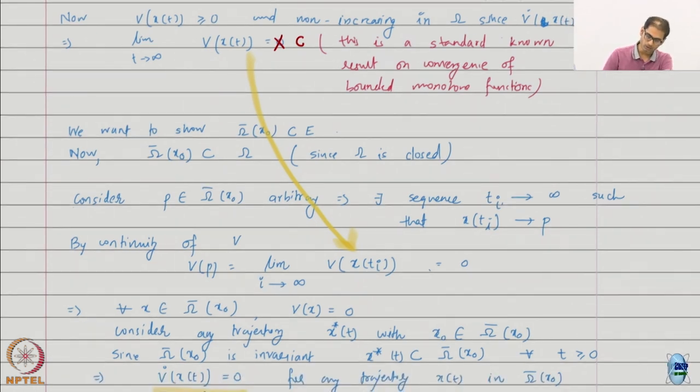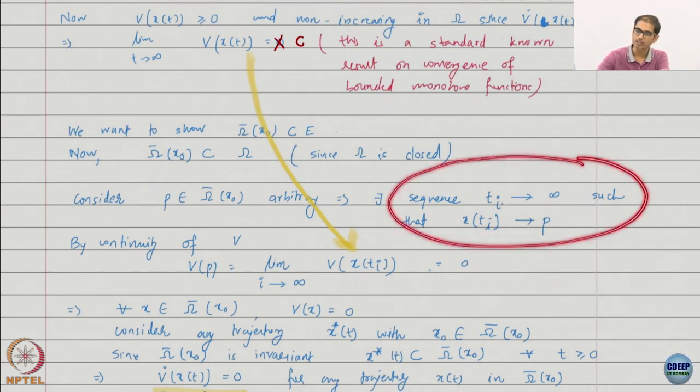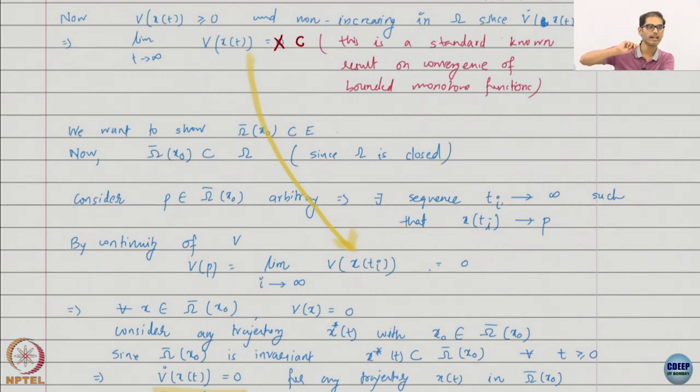Now, suppose I take some arbitrary limit point P inside this. Then, by the definition of limit point, there is a time sequence such that you have this convergence. This is just the definition of limit point. That is, if you keep computing x(t1), x(t2), x(t3) and so on in this time sequence, it is going to go to this point P. That is what it means to be a limit point.